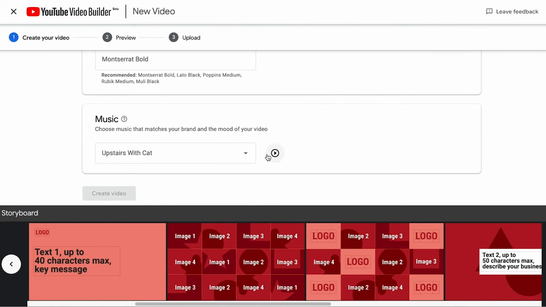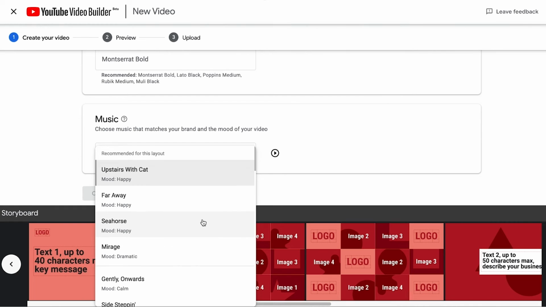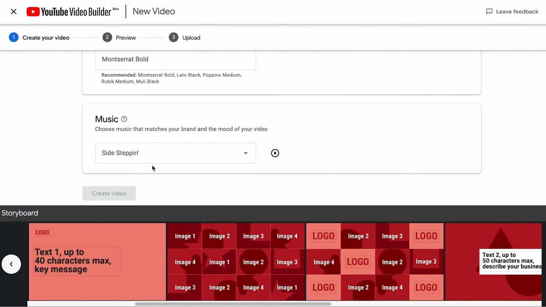And finally, we also have some music. The YouTube music categories are all for you to use for free. As you can see, we have all different types of music, so you can decide which one you want. You click on it, and if you want to hear a preview, you can click on the play button next to it.